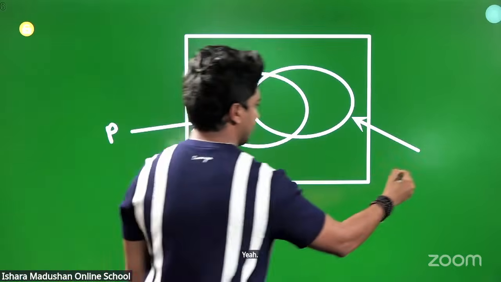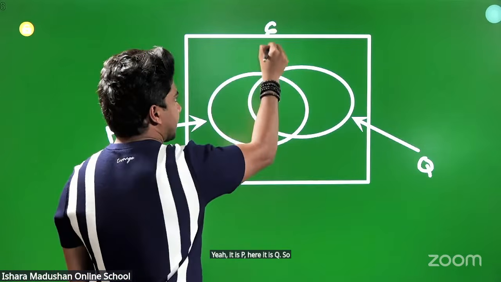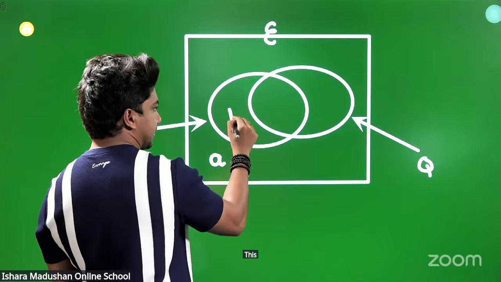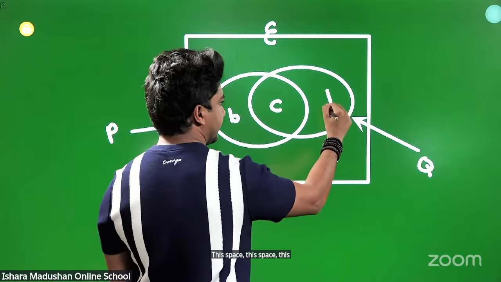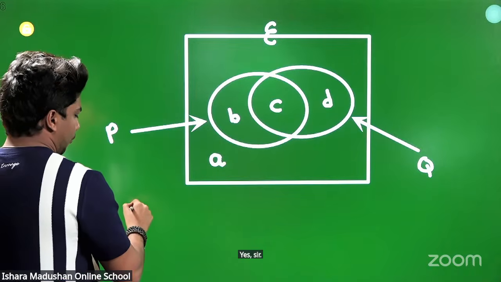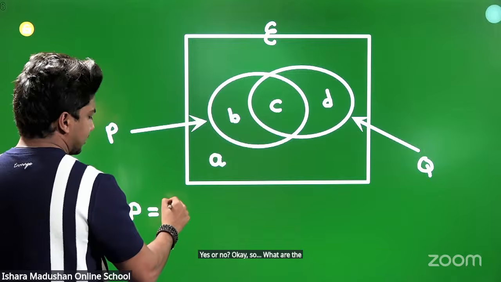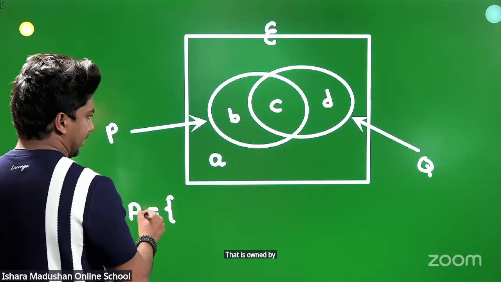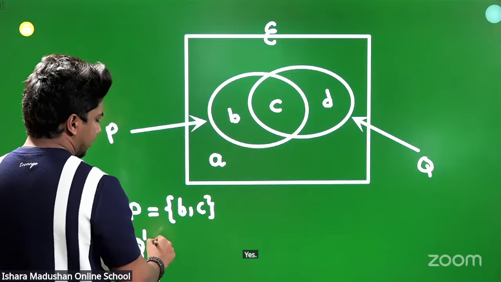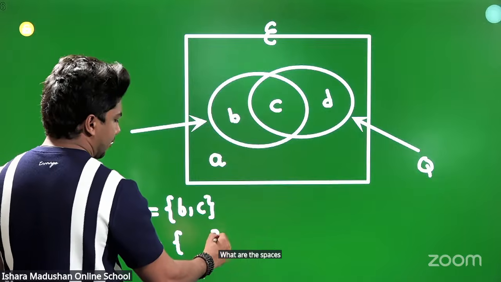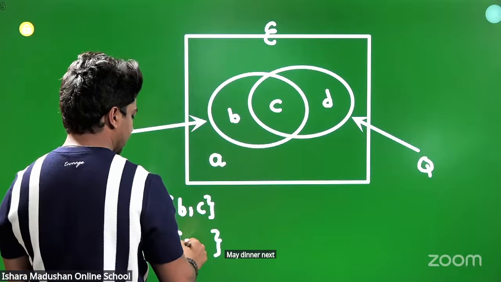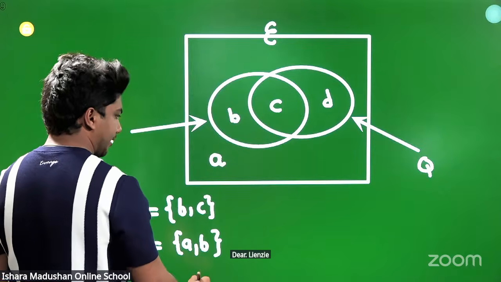Here it is P, here it is Q. So can you understand this universal set is made up of this space, this space, this space, and this space? Yes or no? Yes, sir. Okay. So what are the spaces that are owned by the set P? B and C. Can you understand? Yes, sir. What are the spaces that are owned by Q dash? Q dash means then D and C. A and B, right?